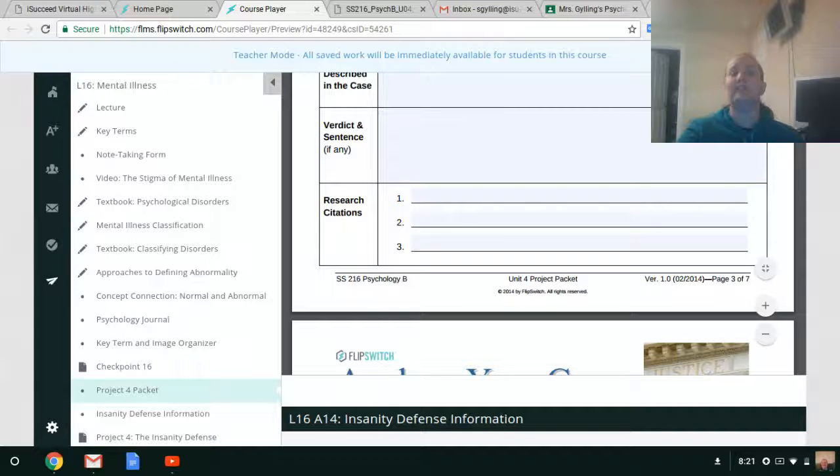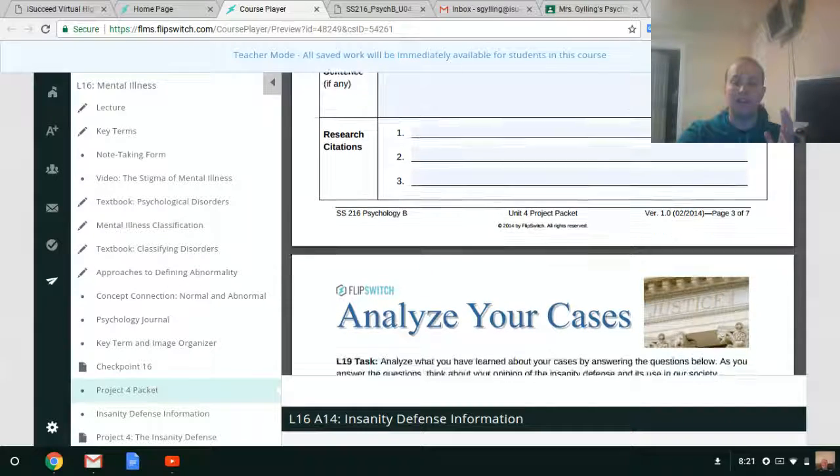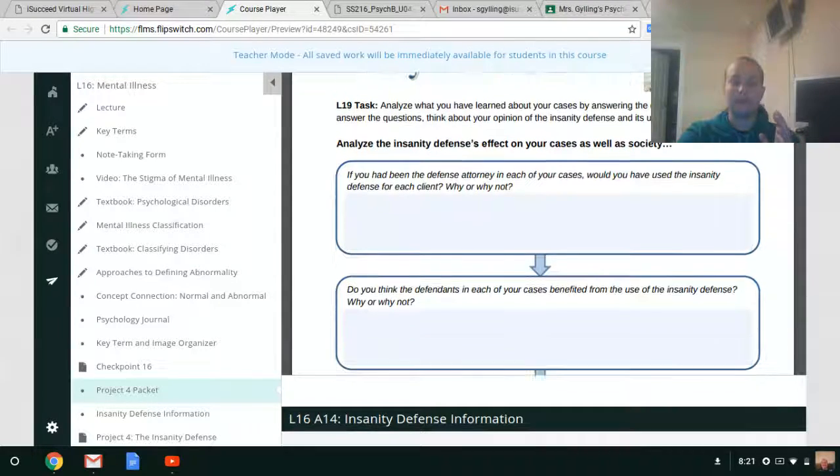After you've done that, you're going to do some analysis. You're going to sit back, you're going to look at everything you study, and you're going to write down these things. And it's cool because it's got a cool chart for you right here. For lesson 19 task, analyze what you have learned about your cases by answering the questions below. As you answer the questions, think about your opinion of the insanity defense and its use in our society. So you'll just go down and fill out these bubble charts. If you had been a defense attorney in each of your cases, would you have used the insanity defense for each client?